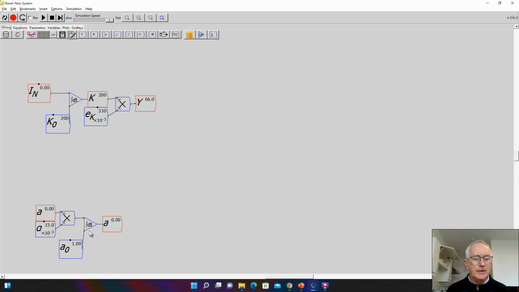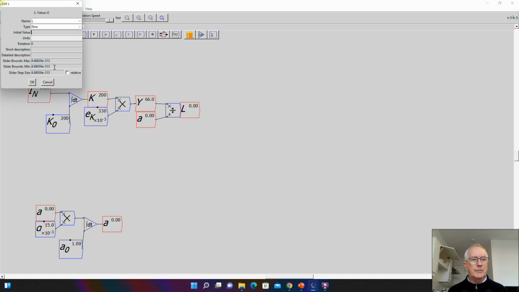So we've now defined labour productivity, and so then we now can take a copy of A from here and then divide GDP by that, and that's going to tell us how many workers are hired. So we're getting close to the stage where we need a Godley table here. So that now gives us L, which is the number of workers employed.